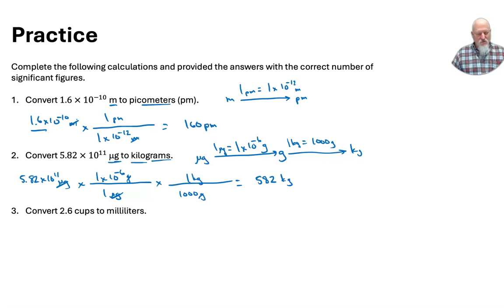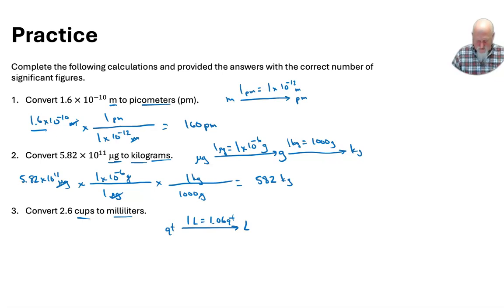Last one, 2.6 cups to milliliters, doing volume. Cups is English, milliliters is metric. So let's go to our English to metric conversion. Doing volume, we have a gallon is 3.79 liters, or let's do quarts. So if I can get to quarts, I can get to liters. So 1 liter is 1.06 quarts.